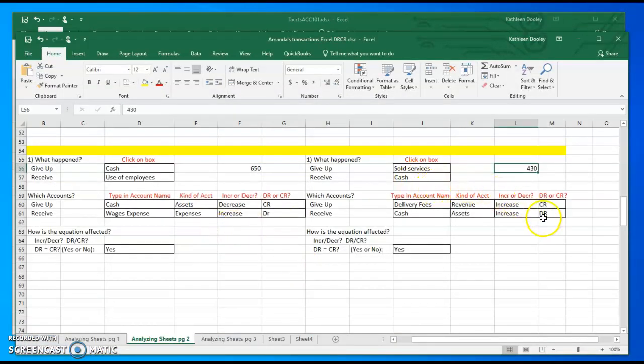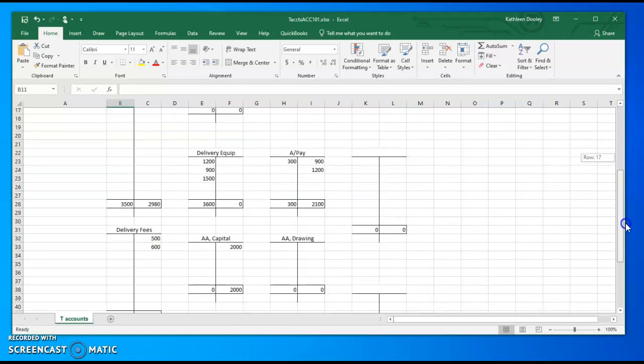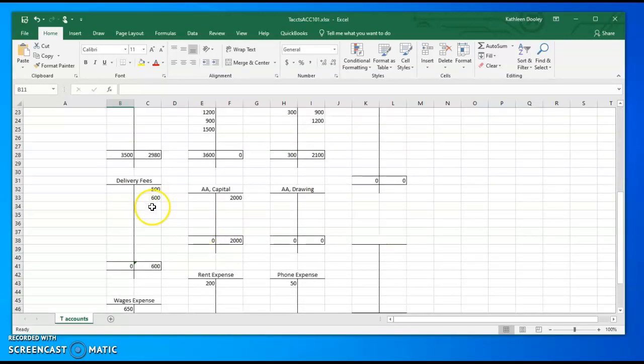Okay, next one, I've got a debit to cash and a credit to delivery fees for $430. Debit cash, credit delivery fees for $430. Okay, so I debit cash for $430 and credit delivery fees for $430.